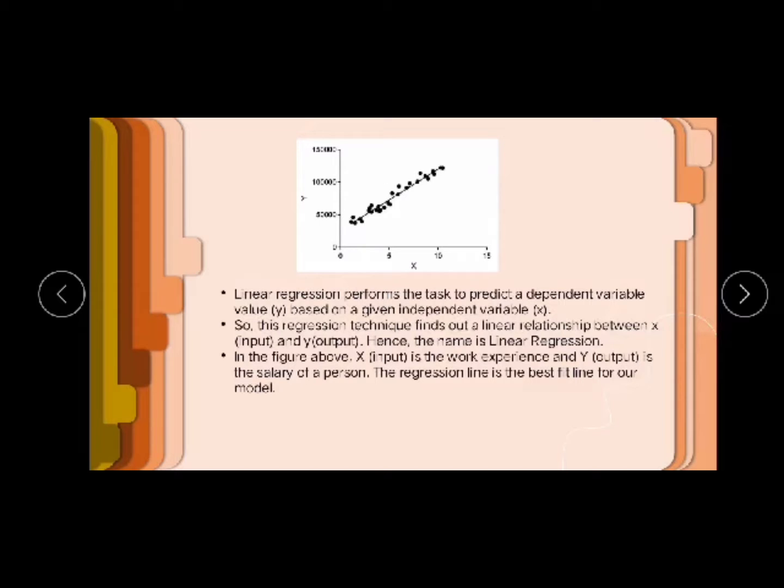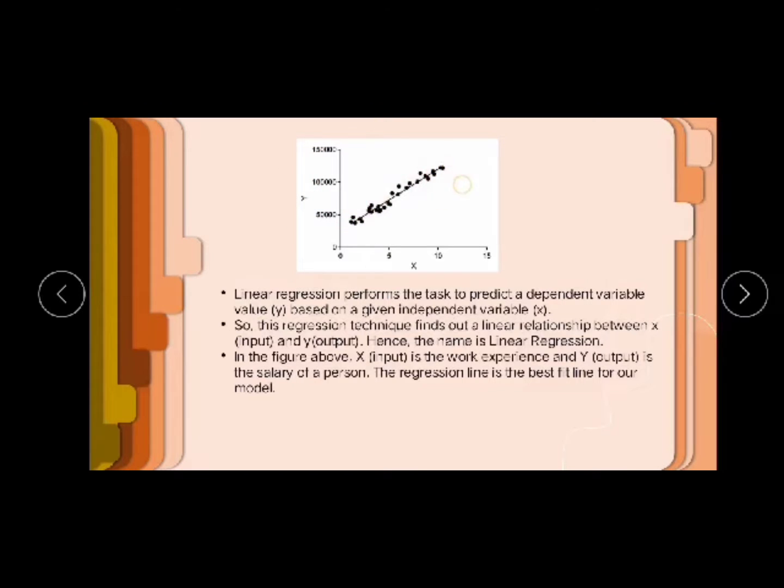Two variables: x, which is an independent variable, and y, which is the dependent variable. The purpose of this linear regression is to find out the linear relationship between our input, which is x, and our output, which is y. Our input here is the work experience and the output is the salary of a person.